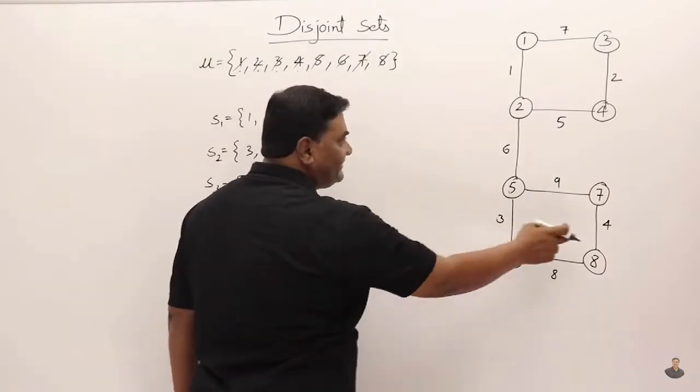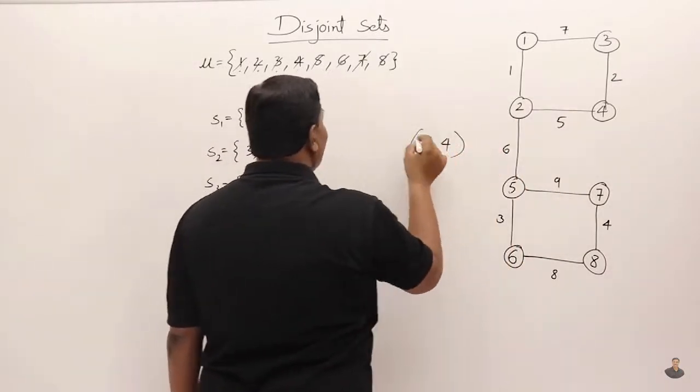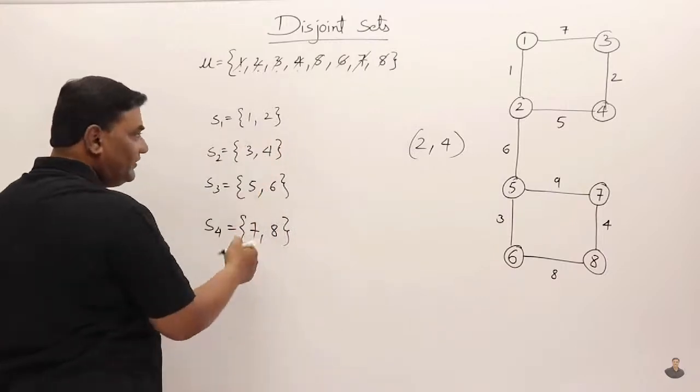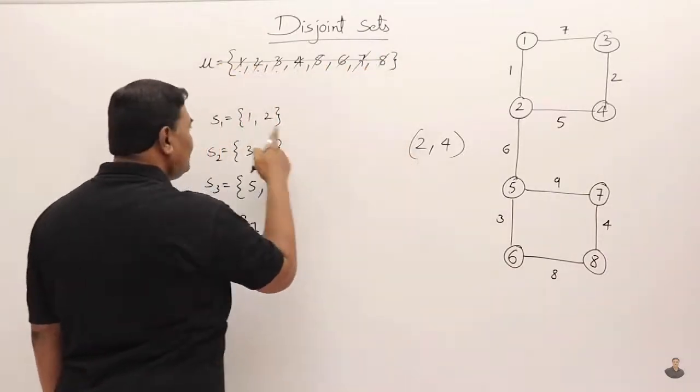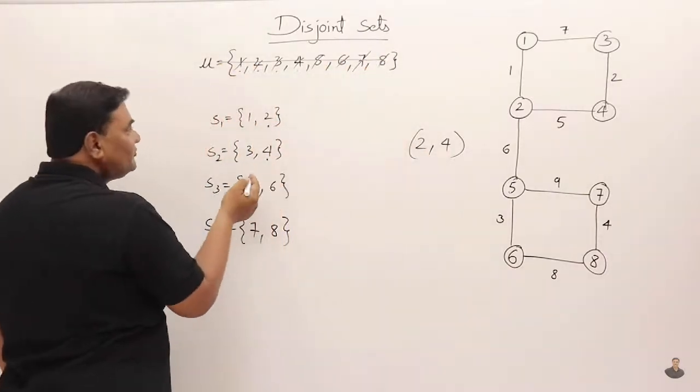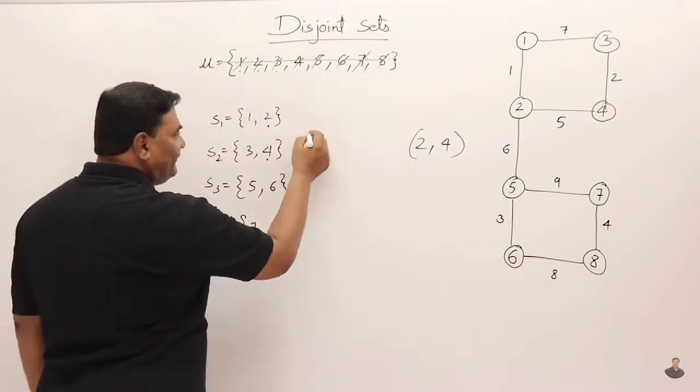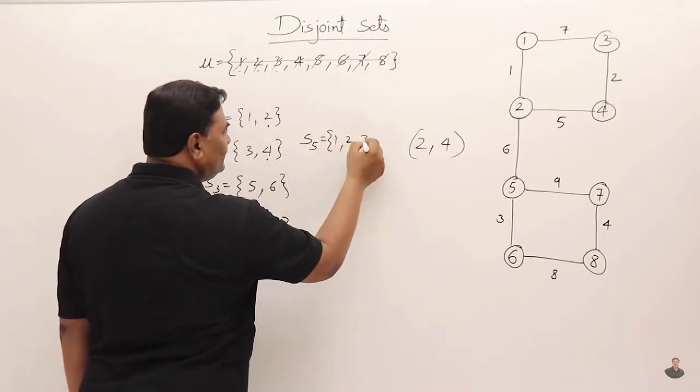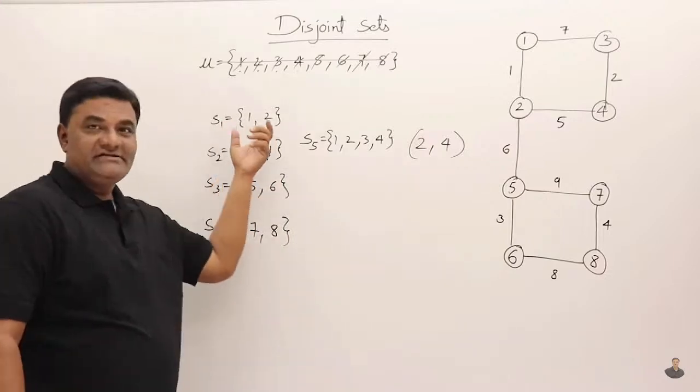Now the next edge after the fourth edge, this is the fifth edge I'm going to take. That is 2, 4. Now you can see that all these vertices are removed from the universal set. They are in different sets now. Find 2. It is here. Find 4. It is here. So they are in two different sets. Perform union. I will form a new set, that is set 5, by taking the union of these two: 1, 2, 3, 4. Now you can see that the union is being performed.